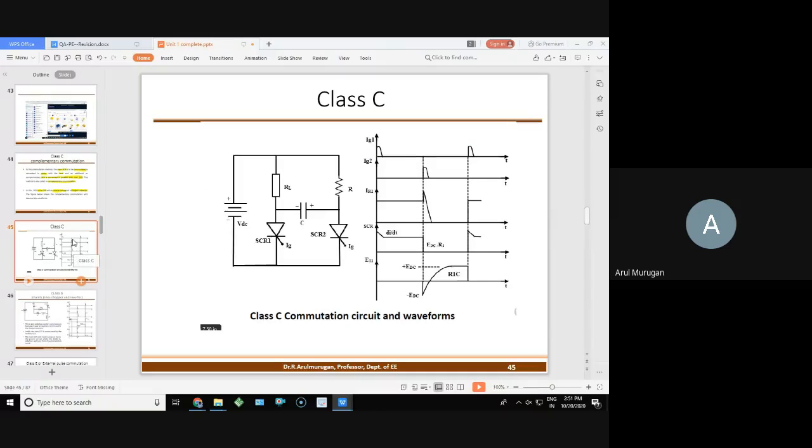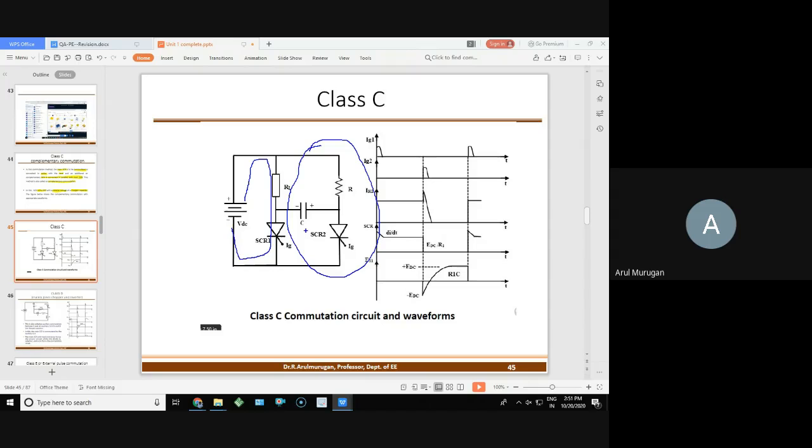Come to the class C and class D methods. What are the class C and class D methods? You have seen this power circuit. This is the main SCR and load resistance. And three more elements are used: R, C, and then one more SCR, which is called the auxiliary SCR.